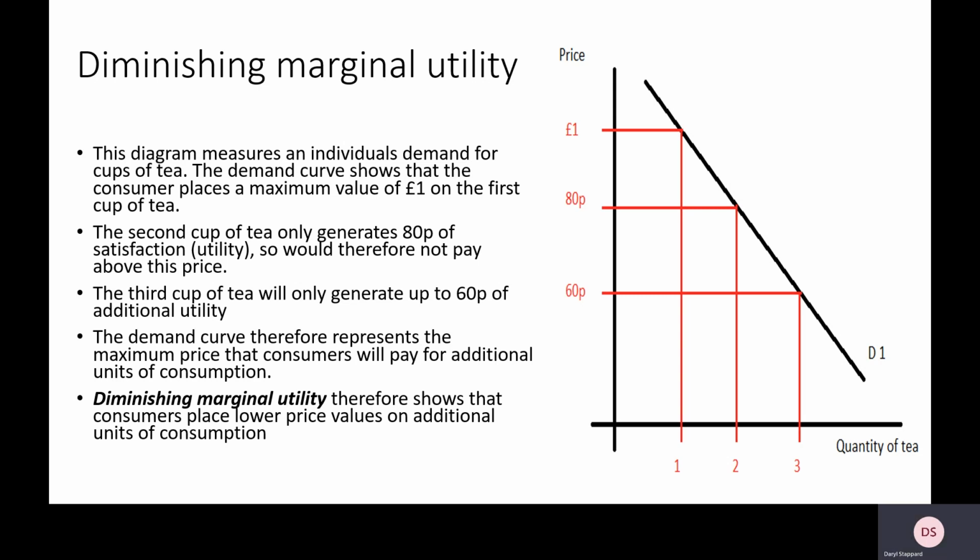Now look at the second cup of tea. For that second cup of tea, the person is only willing and able to pay 80p for that second or additional cup of tea. The third cup of tea would only be worth up to 60p for the individual. And this is all because of the theory of diminishing marginal utility. Now think about why. That first cup of tea, it will quench that person's thirst. It will taste very nice. It will maybe even fill them up a little bit. And they will get lots of satisfaction from that first cup of tea.